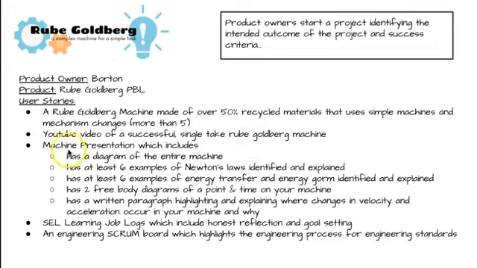They also needed to create a machine presentation which included a diagram of an entire machine, at least 6 examples of Newton's laws identified and explained. It had at least 6 examples of energy transfer and energy forms identified and explained. It had to have 2 free body diagrams of a point in time in your machine, and a written paragraph highlighting and explaining where changes in velocity and acceleration occur in your machine. They also had to turn in those SEL learning logs and their Scrum Board.